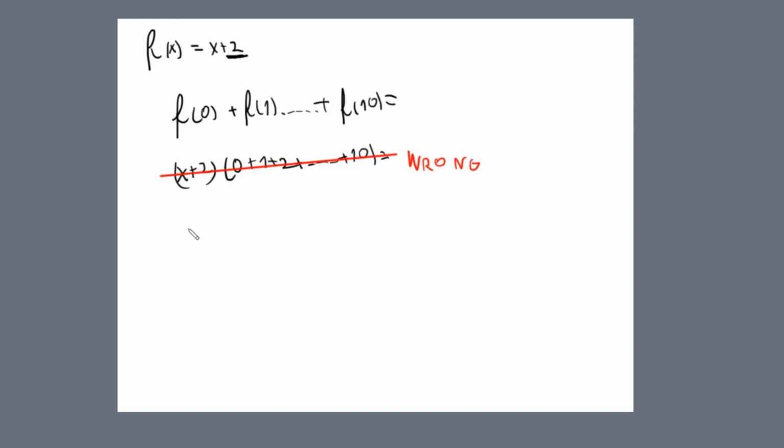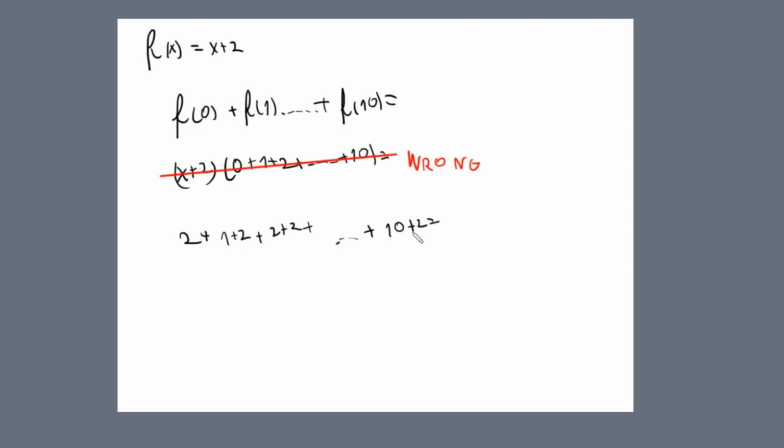So what you actually have to do is x plus 2 plus, this is actually just 2. 2 plus x plus 2 plus 2, no, I'm wrong again. F of 0, that'll be 2. Plus f of 1, that'll be 1 plus 2. F of 2 will be 2 plus 2. Dot dot dot, and the last one will be 10 plus 2.